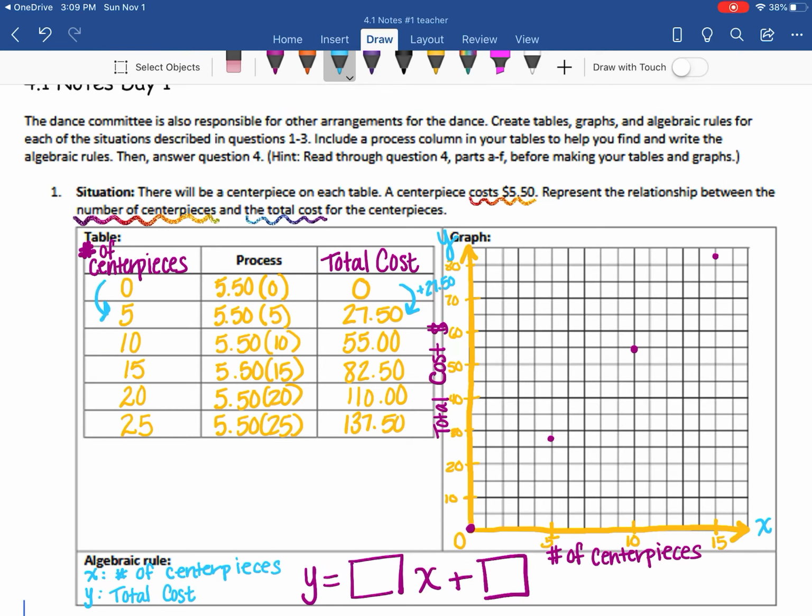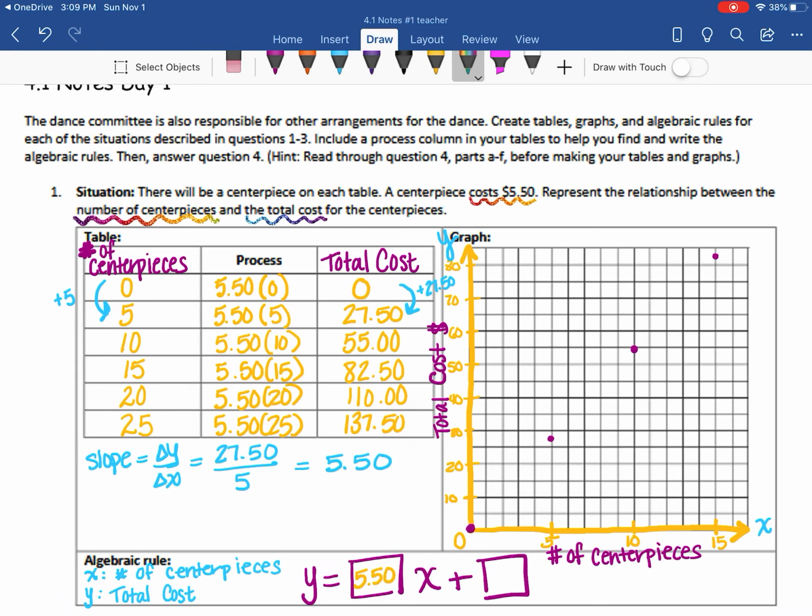I've also got to go over and look at my change in x. So from 0 to 5, okay, I'm adding 5. So when I go to find my slope, okay, my slope is my change in y divided by my change in x. Okay, so I have to take that 27.50 and I have to divide it by 5 to get my actual slope. Okay, and when I do that, I get 5.50. Okay, so I can go ahead and fill that in my equation.